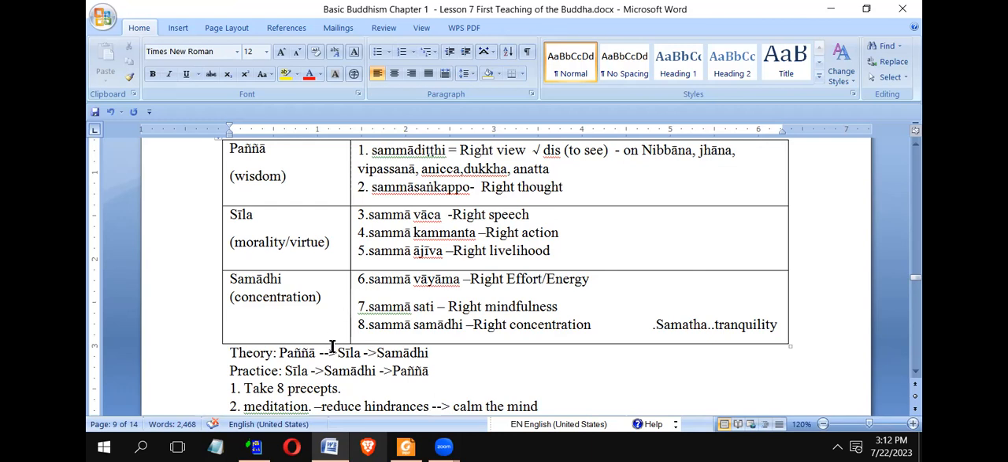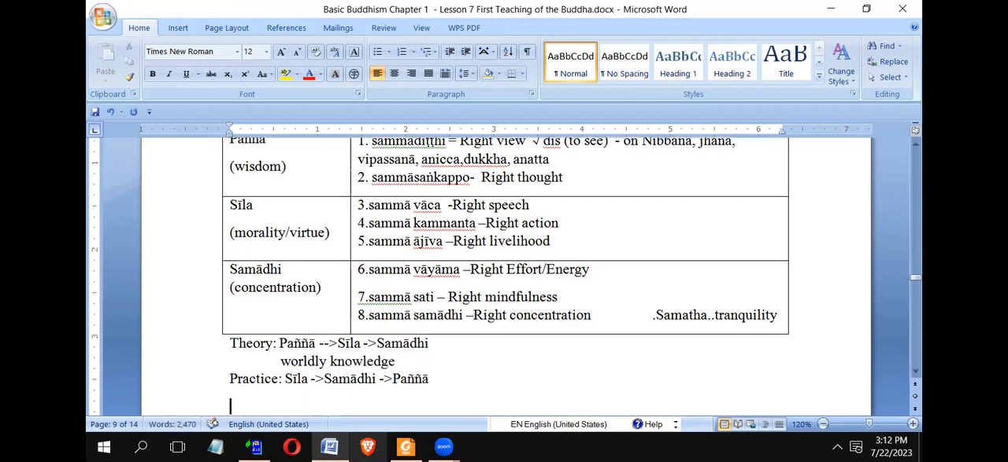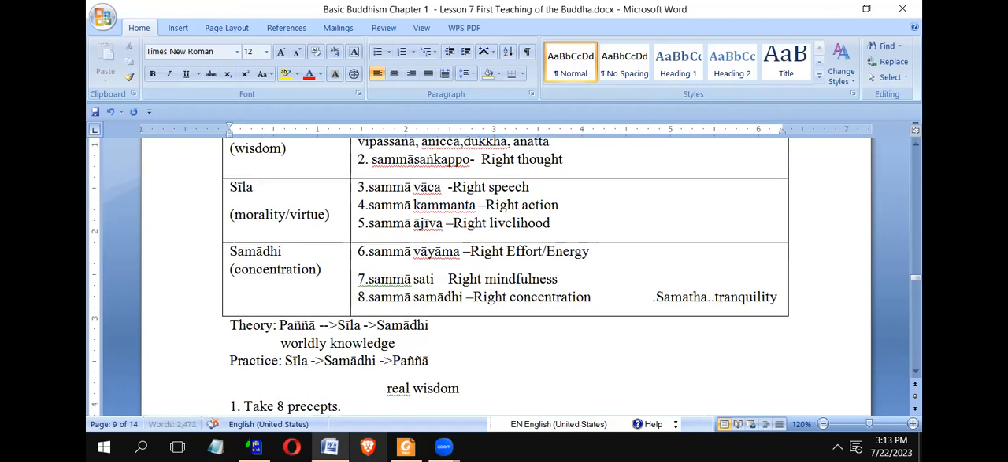Okay, so look at this Panya and this Panya. Are they the same? The starting of Panya and the ending of Panya, are they the same? Different, because this one is attainment, the insight. In terms of theory, this one we call Loki Panya, or worldly knowledge. And the one you get at the end, we call real knowledge, or real wisdom.